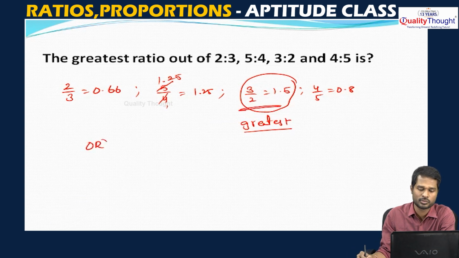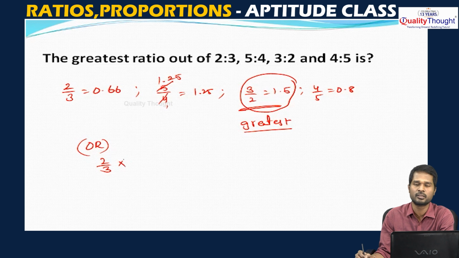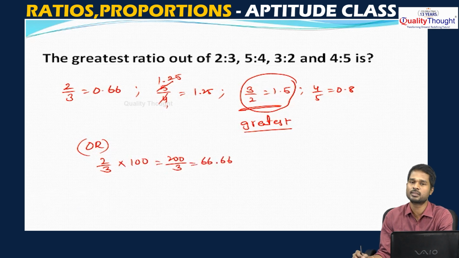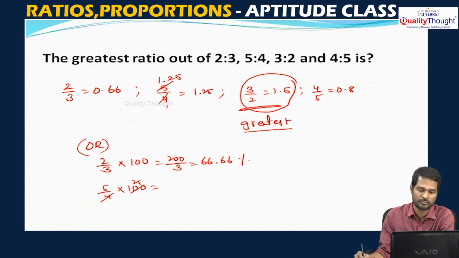Or you can solve these questions by converting into percentages also. See here. 2:3 means 2 by 3. Converting anything into percentage, multiply with 100. So this is 200 by 3, which is 66.66, continued. So 2 by 3 is 66.66. 5 by 4, convert into percentage: 4 ones are 4, 25 fives are 125 percent.